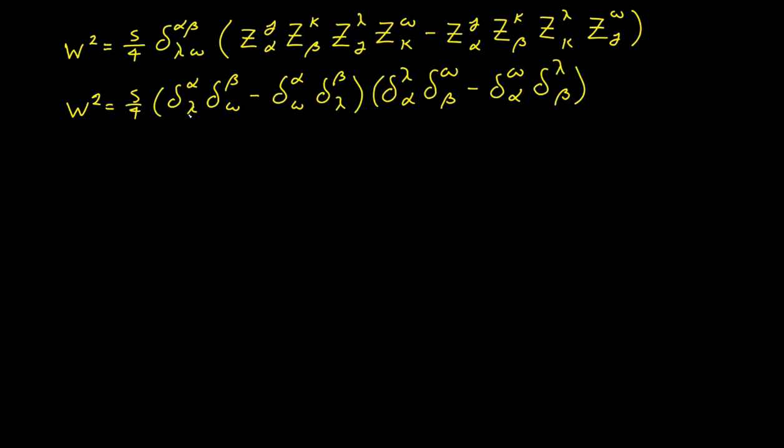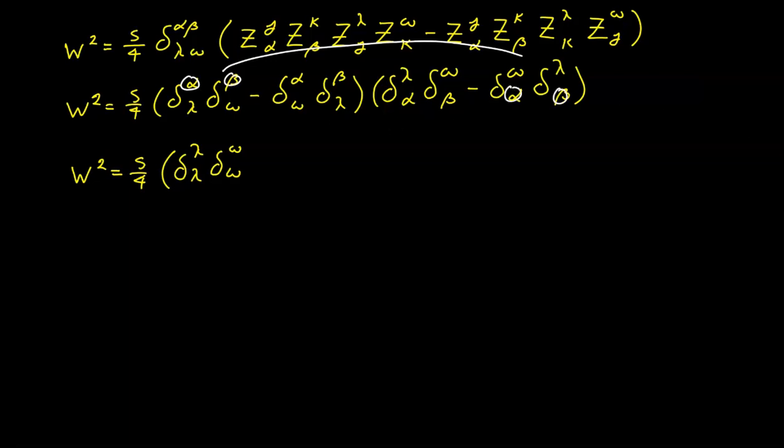Okay, so as we multiply this first expression here by this one, notice the alpha index is absorbed here, and the beta index is absorbed right here. So that's going to give us W squared equals S over 4 times delta lambda lambda delta omega omega. Okay, as we multiply this term by this one, we see that the alpha index is absorbed here and the beta index is absorbed here. So that's going to give us a minus delta omega lambda and delta lambda omega.